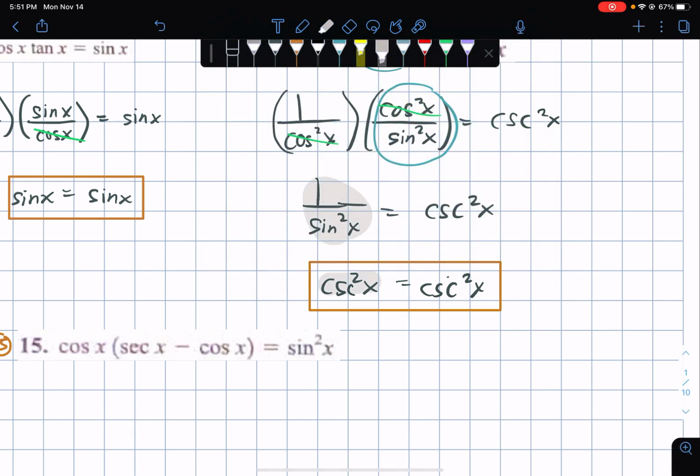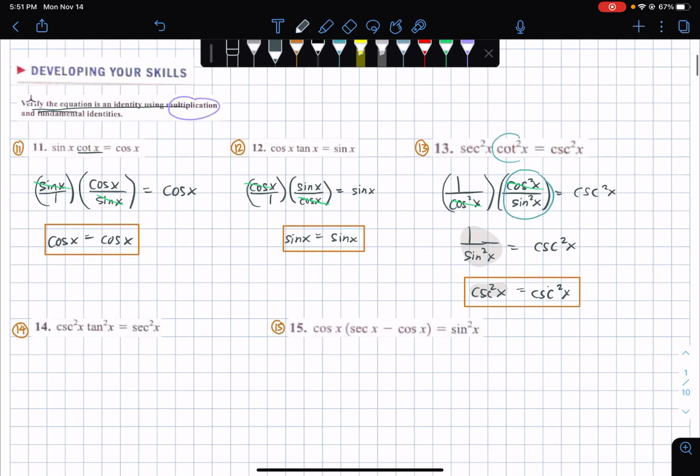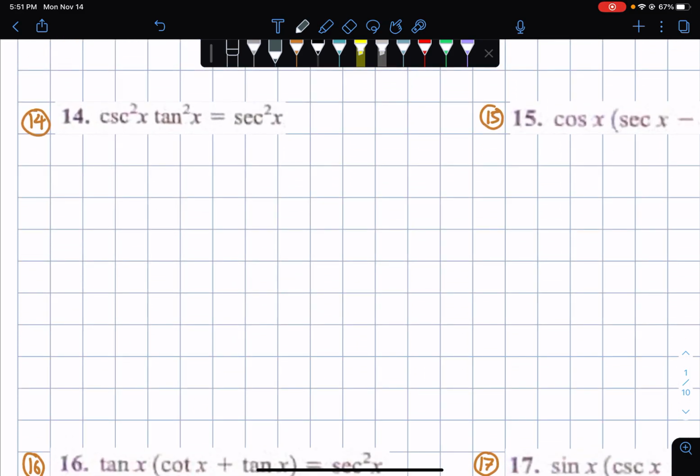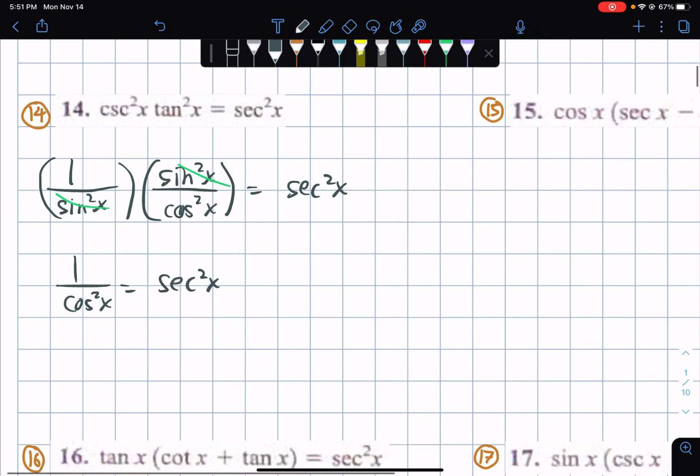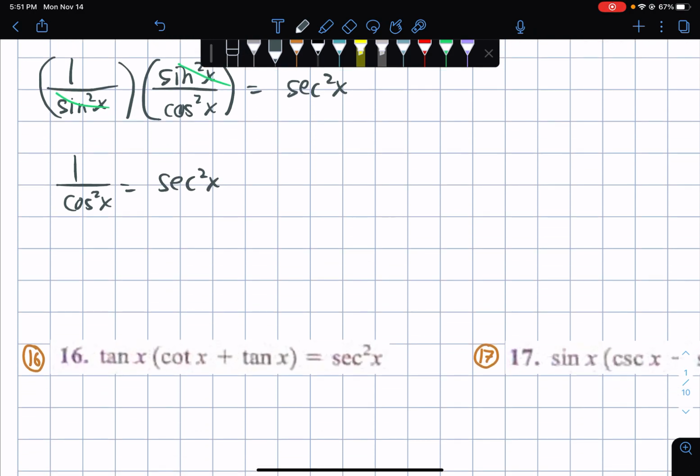These two are the same. Right? Let's move to number 14. Cosecant could be converted as 1 over sine raised to 2x, and tangent could be converted as sine over cosine. So, cancel like terms. 1 over cosine raised to 2x is equal to secant raised to 2x. 1 over cosine could also be called secant raised to 2x.